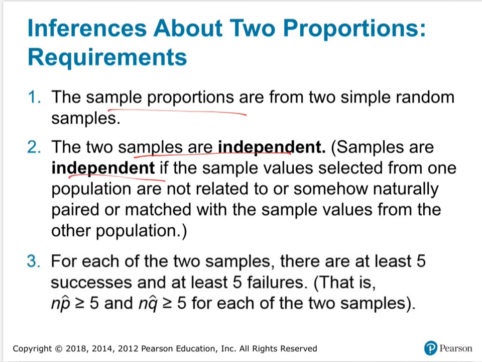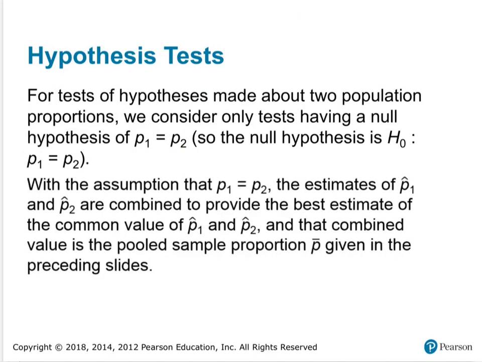To officially use the methods, they have to be from random samples. They have to be independent. We'll talk about independence. There has to be at least 5 in each group, successes and failures. Like I said, I'm not going to test you on that, but those are the official requirements observed in a real official study.